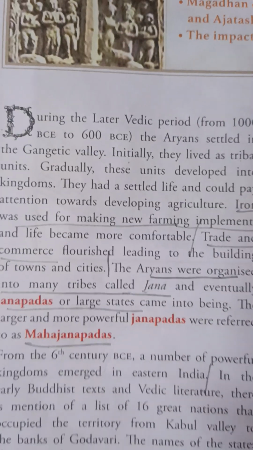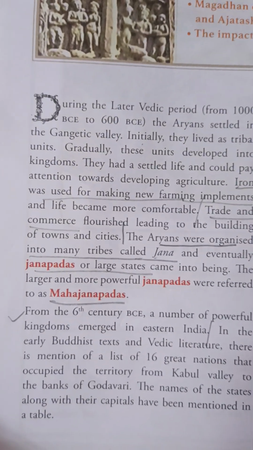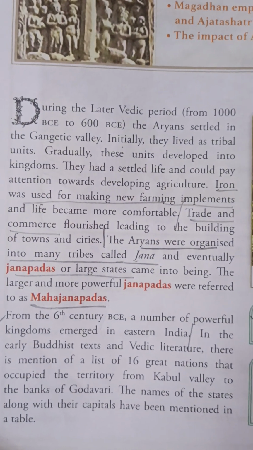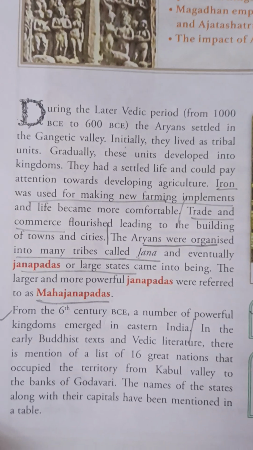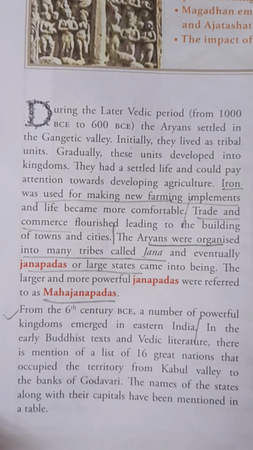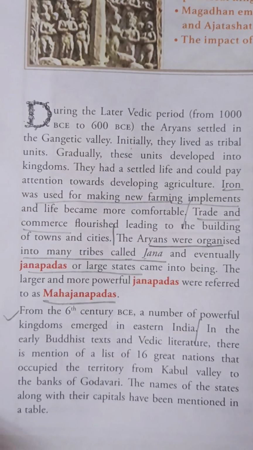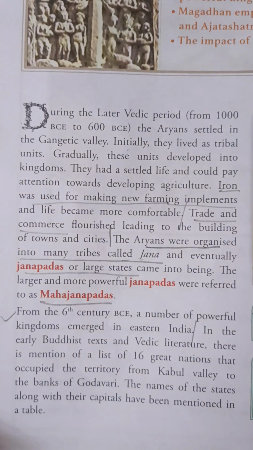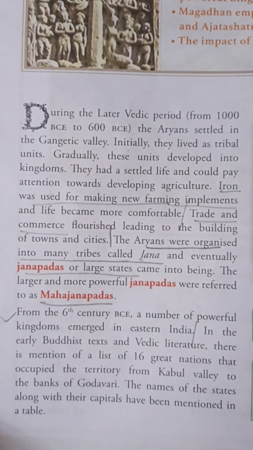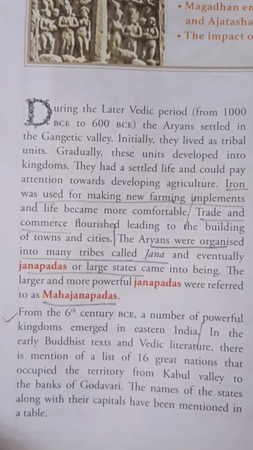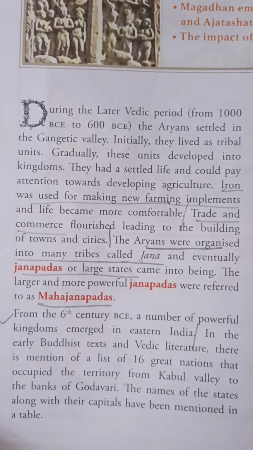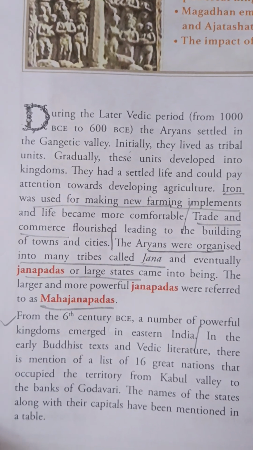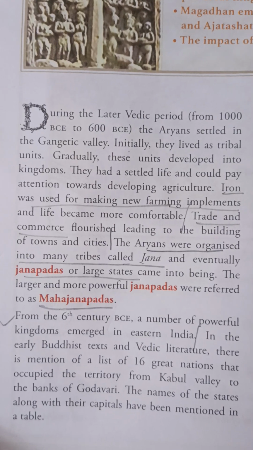During the later Vedic period, from 1000 BC to 600 BC, the Aryans settled in the Gangetic Valley. Initially, they lived as tribal units. Gradually, these units developed into kingdoms. They had a settled life and could pay attention towards developing agriculture. Iron was used for making new farming implements, and life became more comfortable. Trade and commerce flourished at that time.